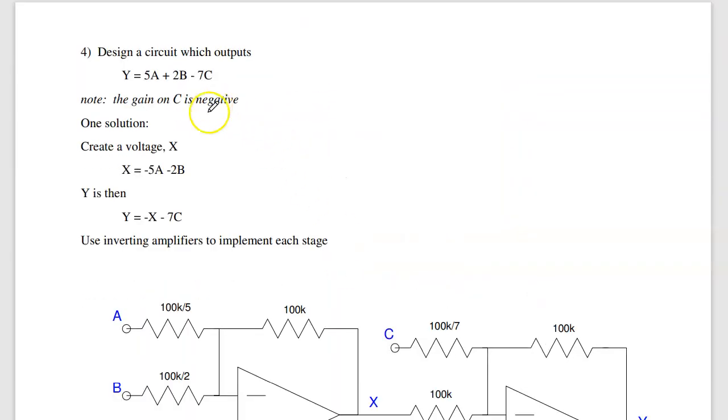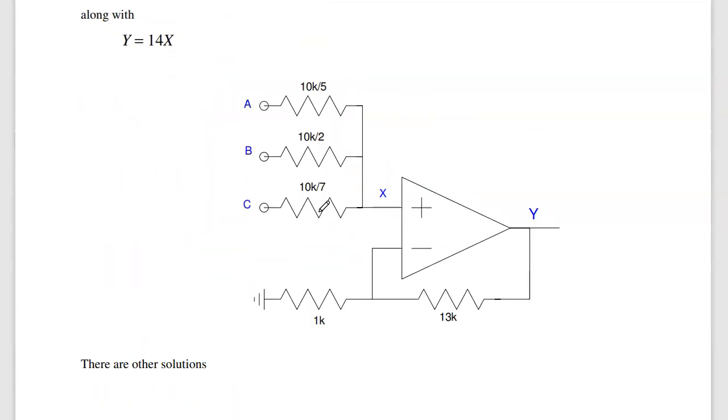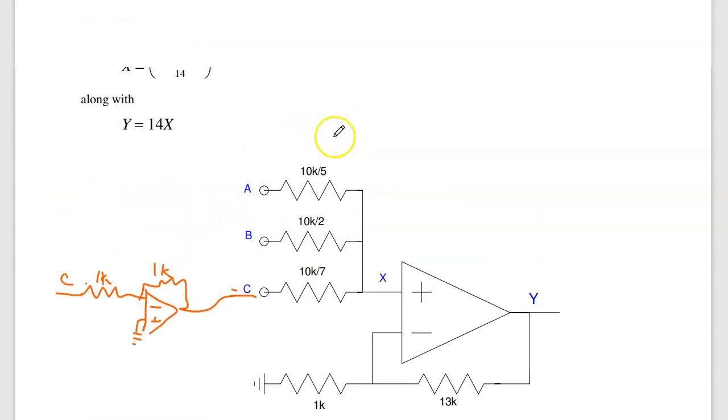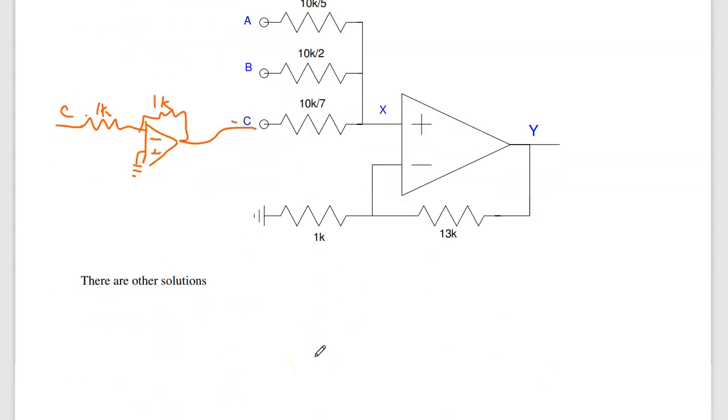Problem 4. If I change the sign on c, there's a couple solutions. What a couple people did, which is actually a good idea, is just take the previous answer and add to it. If I throw in an inverting amplifier like this, so that goes here, here's your minus input, there's plus, plus goes to ground, make this 1K and 1K, and make this c, that becomes minus c. I now have 5a plus 2b minus 7c. That's one perfectly valid solution.